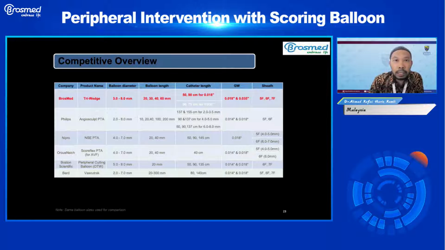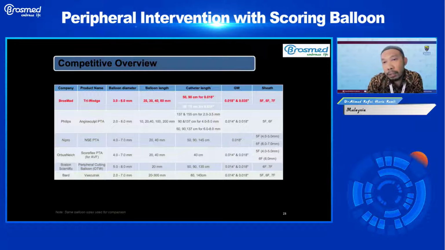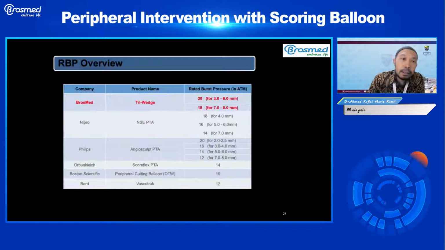Okay, and then it's quite competitive in the sense that it has various sizes for us to use, except for lower limb, where I find if they can actually provide a longer shaft, it would be good. So please, the company, please take note.